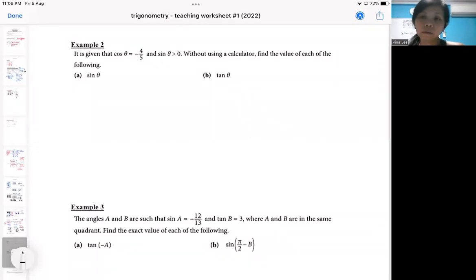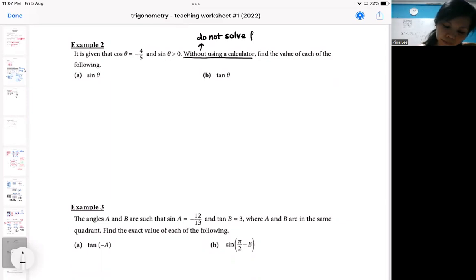So now we are going on to what comes after your ASTC. There is a technique that you need to learn. You need to learn to draw a triangle. If you see a question like "without using calculator", that means you are not supposed to solve for the angle. Don't go and do this and get the angle. If you do that, you get outright 0 marks. That is the meaning of without using calculator.